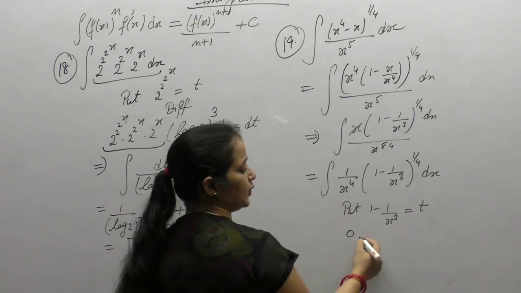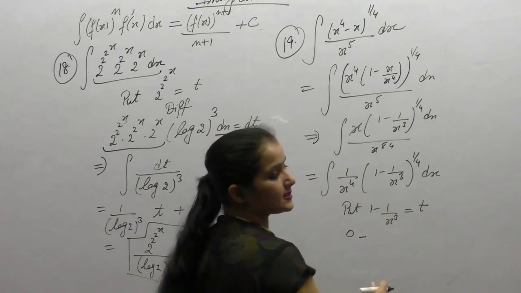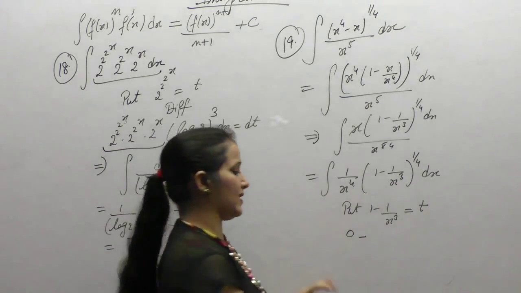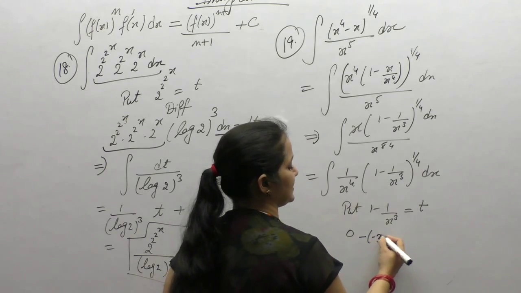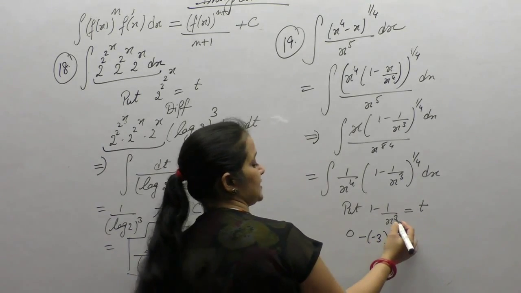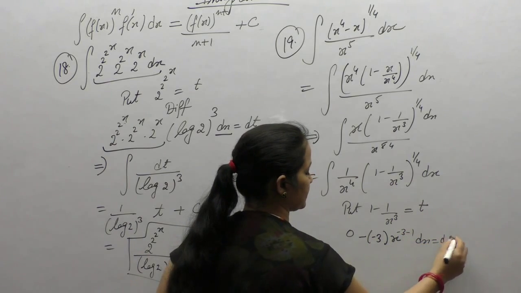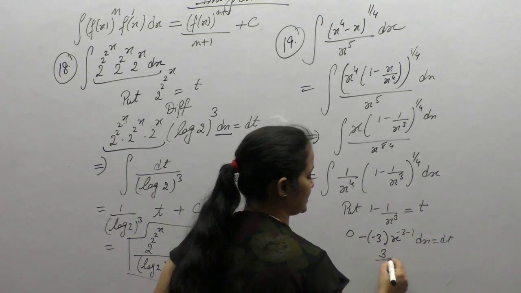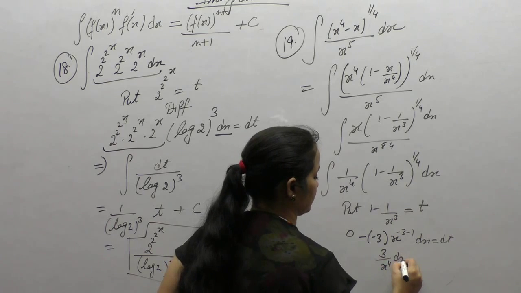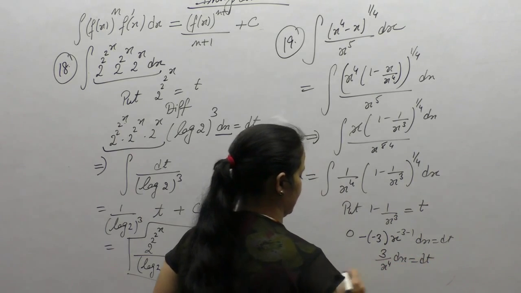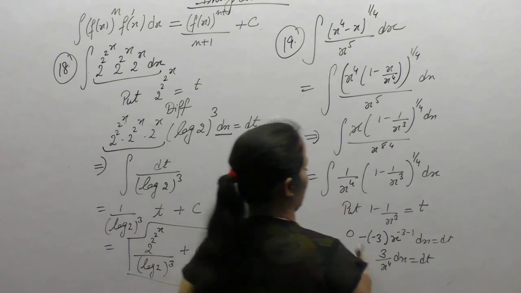Derivative of 1 is 0. X power minus 3. Derivative of x power minus 3 is minus 3 and minus 1, minus 3 minus 1, minus 4. Minus minus plus 3 upon x4. Dx is dt. 1 upon x4.